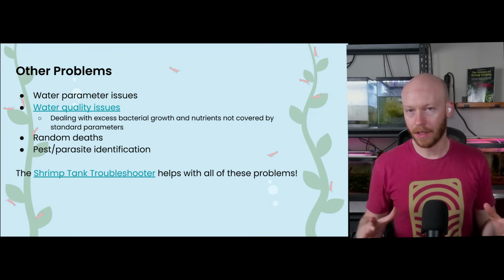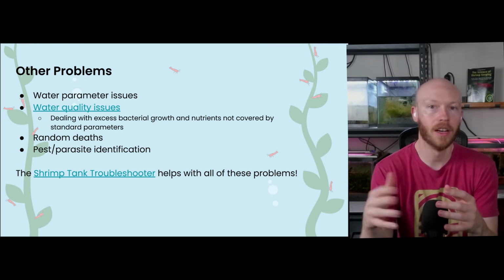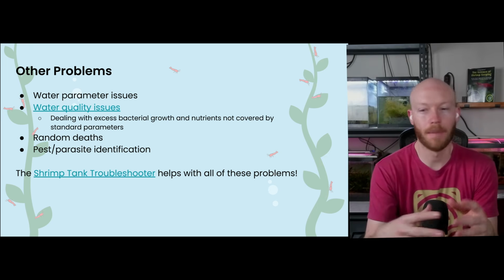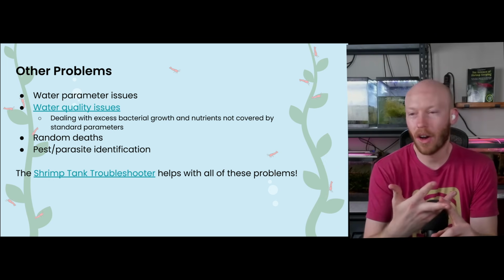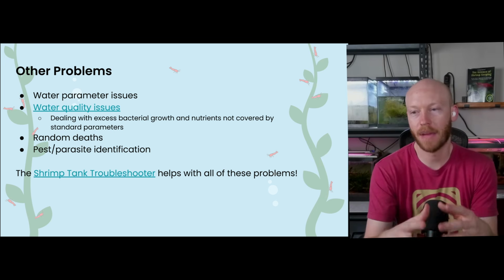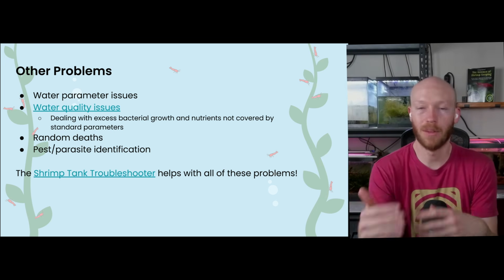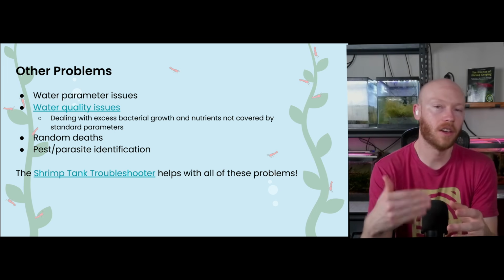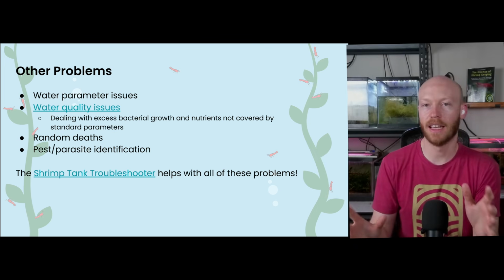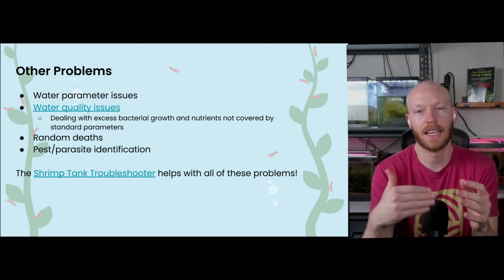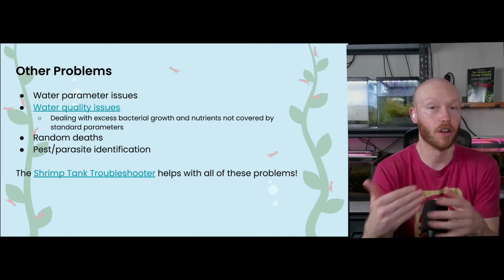Now, we've covered general water parameter issues and water quality issues as we talked about. I have linked here an article that explains a little bit more about what causes water quality issues and how to fix it. You may also see random deaths. There are other rarer parasites and pests that you may find in the tank. That's where the Shrimp Tank Troubleshooter comes in. It will help you evaluate what could be potentially wrong and what's most likely to be causing the deaths in your tank. It also has a parasite identification guide that can help you through that process if you are worried about something and you aren't sure what it is yet.